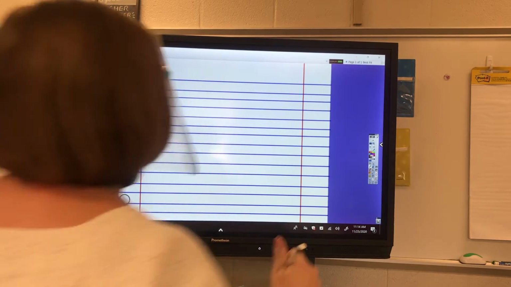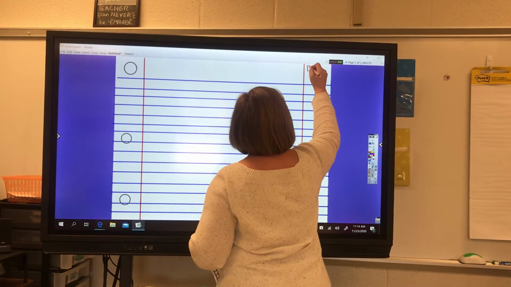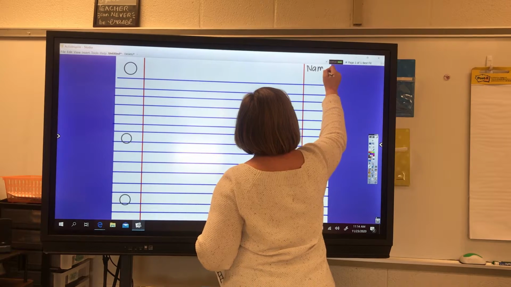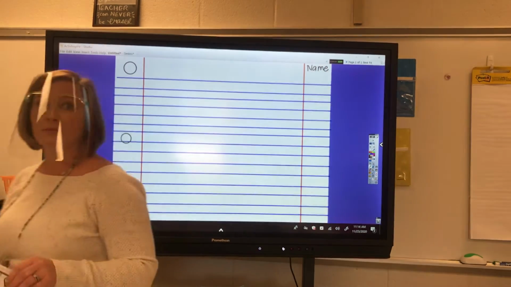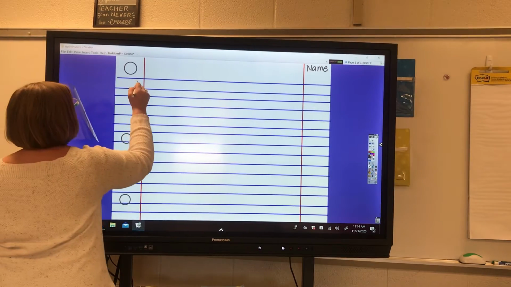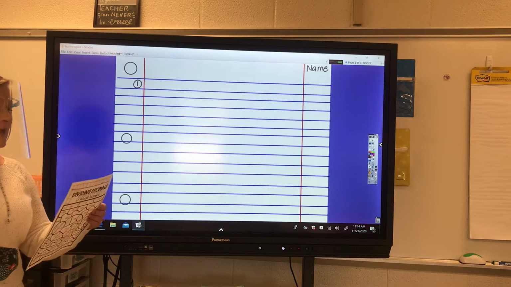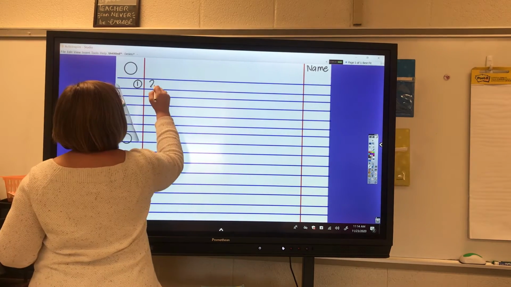Okay, on your scratch work, I want you to write your name right here. Don't run into this board. I want your name in the top right corner, and I want you to write a number 1 right here. And our first problem is this.